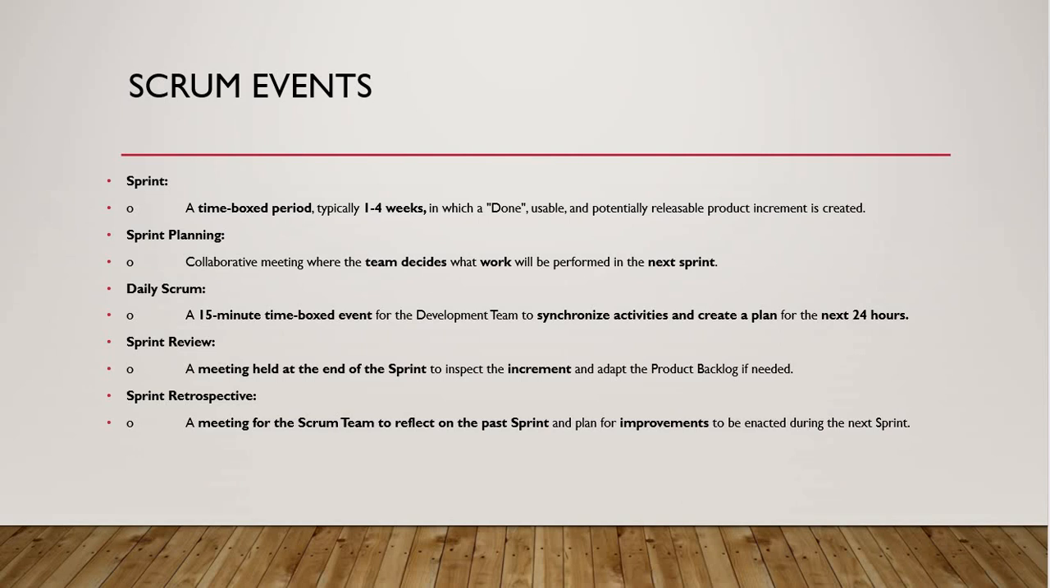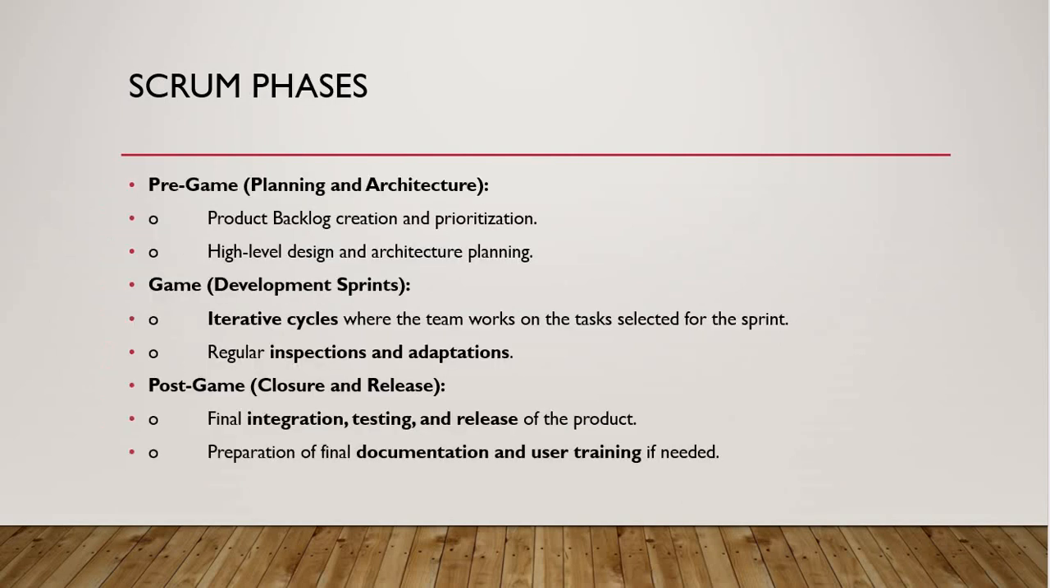Okay, and then sprint retrospective, a meeting for the Scrum team to reflect on the past sprint and plan for improvement to be enacted during the next sprint. Okay, so as you can see, there are a lot of meetings. Okay, and then review process of each sprint outcome, right?